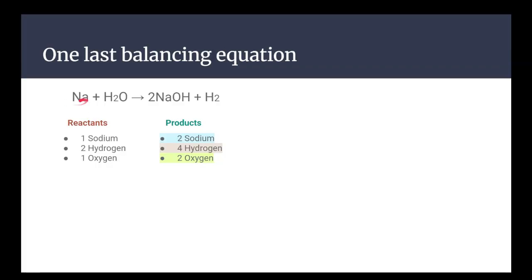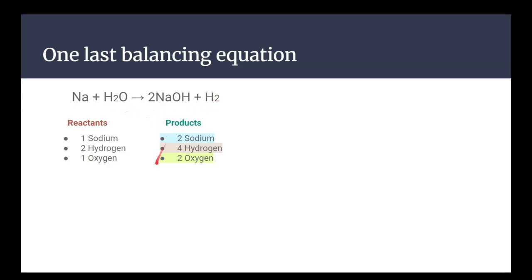One last balancing equation. We have sodium and water, which turns into sodium hydroxide and hydrogen gas again. So on our reactant side, we have 1 sodium and 2 hydrogen and 1 oxygen. And on our products, we have 2 sodium and 2 oxygen, and these 2 hydrogens and these 2 hydrogens will add together to give us 4 hydrogen in total on our products side.